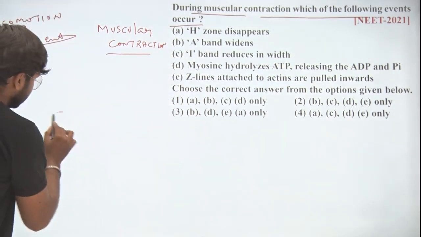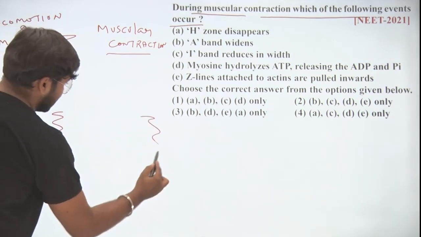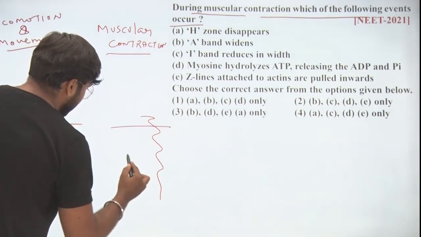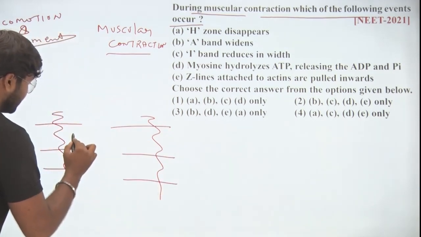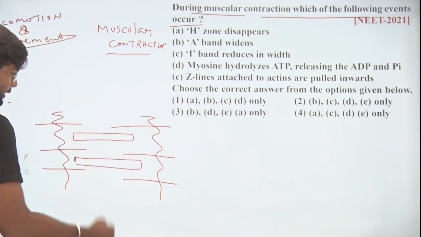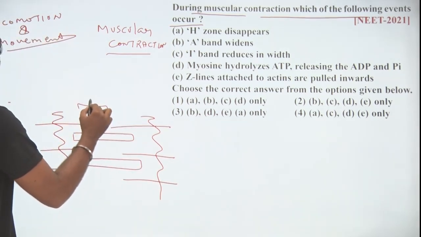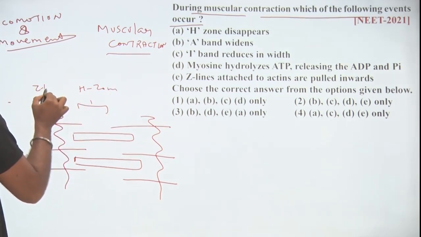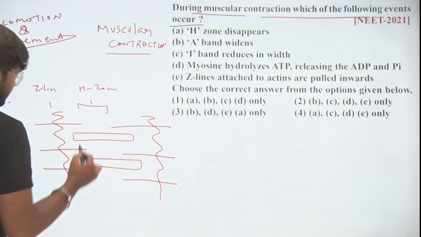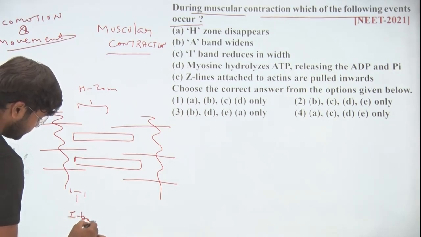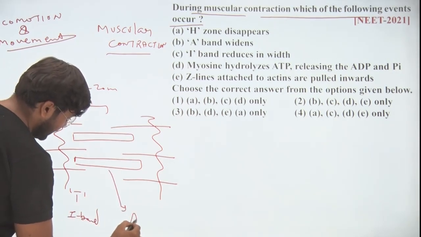So what happened? This is the Z line. This is the I band, right? This is the I band. It is the A band, right? It is the A band. And this zone is named as the H zone. That line is named as the Z line. This portion is named as the I band. And this portion is named as the A band.